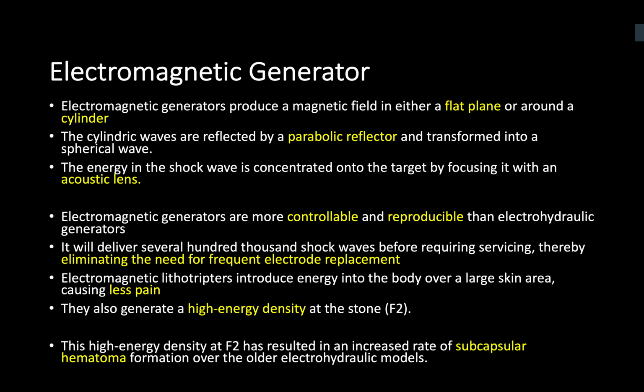The electromagnetic is smaller, so it can be incorporated into the table at the same time. It's able to generate a bigger shockwave, which is more reproducible. The power can be increased, and the element of the electromagnetic is more durable, and there's also more accurate focusing of the shockwave. Okay, well done. Are there any disadvantages of electromagnetic compared to the hydraulic one? The electromagnetic is possibly more expensive, and expensive in terms of maintenance. Yeah, and one more thing is because it has got high energy density at the F2 focus, it can result in more subcapsular hematoma compared to the electrohydraulic, but still the overall subcapsular hematoma formation is around only 4%.